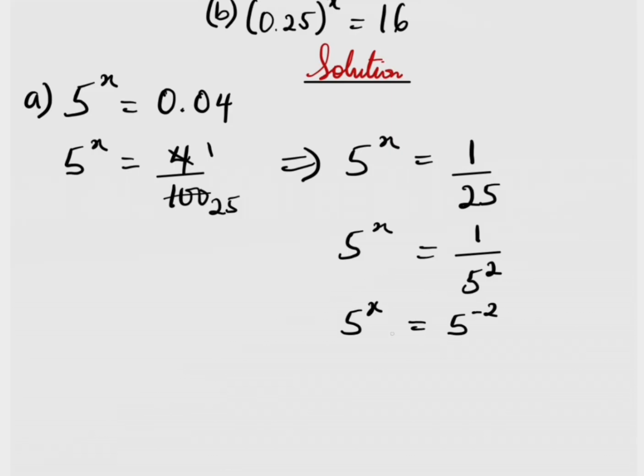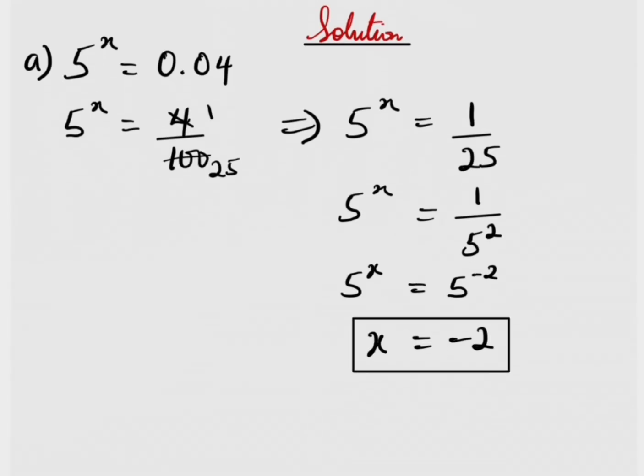All right. So we have the same base, 5 and 5. So we can equate the exponents. When the bases are the same, they will go and we'll be left with the exponents. We equate the exponents, and x is equal to negative 2. So this is the answer to A. Let us proceed to B.